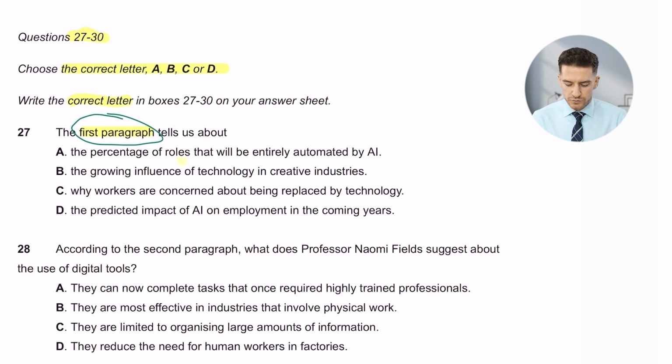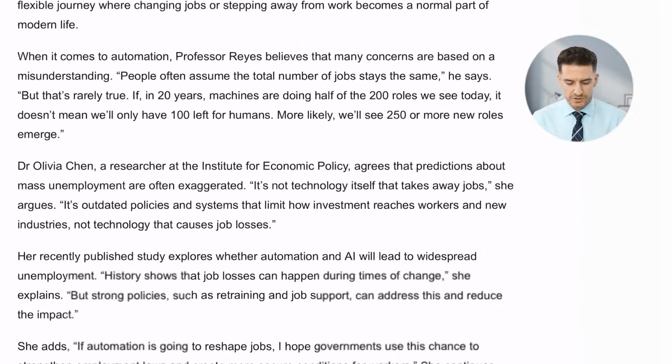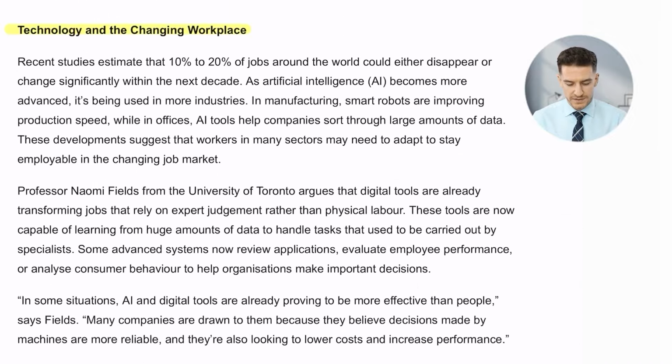The percentage of roles that will be entirely automated by AI, okay? Okay, let's look at B now. The growing influence of technology in creative industries. Why workers are concerned about being replaced by technology. And then finally, the predicted impact of AI on employment in the coming years, so in the future. So now we've read the options and we know exactly where to look. So let's go up to the first paragraph and we will see if we can find the answer.